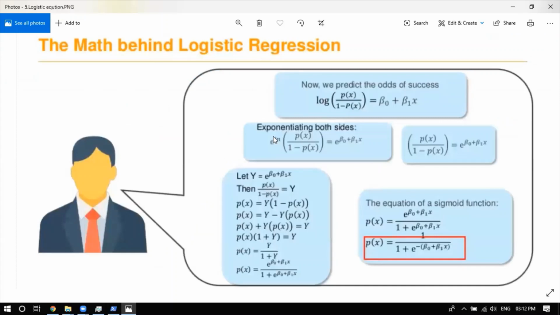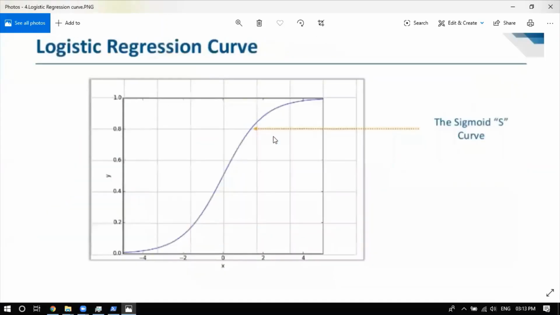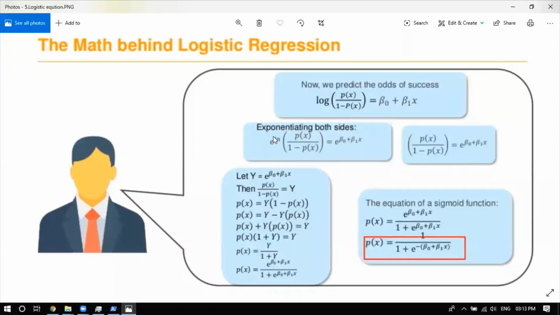Now, what is the math behind logistic regression? This is one of the things that you will not like because it's really big maths. As I told you, it finds the probability. So what is the probability? Just imagine probability is P of X. The probability of happening is P of X.